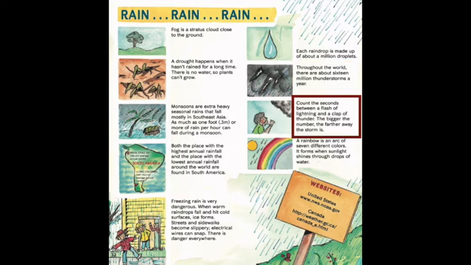Count the seconds between a flash of lightning and a clap of thunder. The bigger the number, the farther away the storm is. A rainbow is an arc of 7 different colors. It forms when sunlight shines through drops of water.